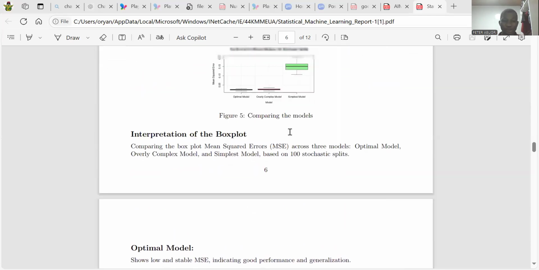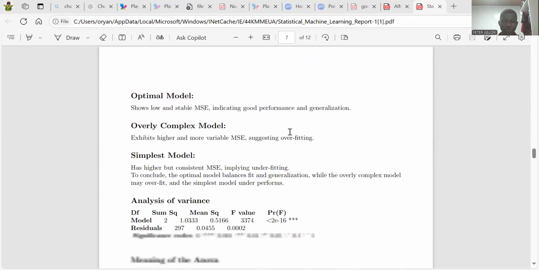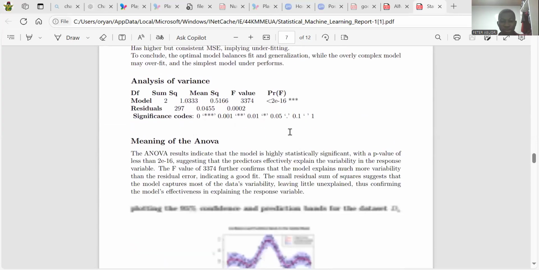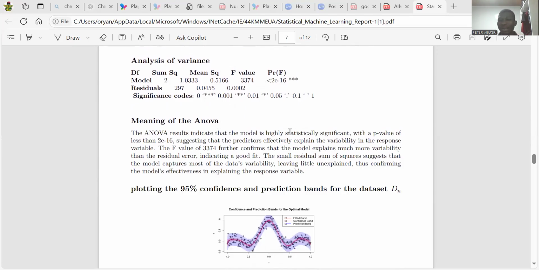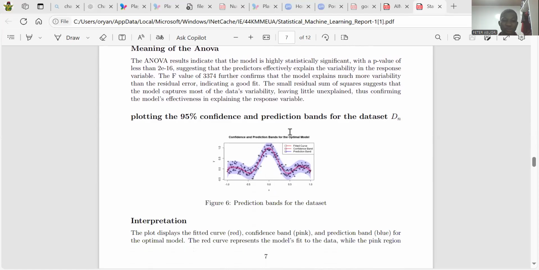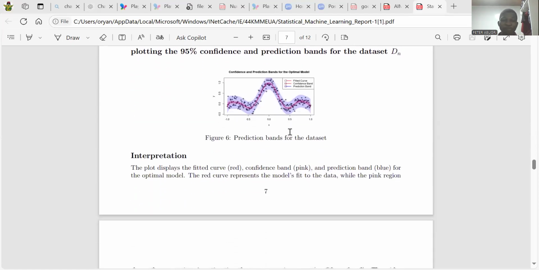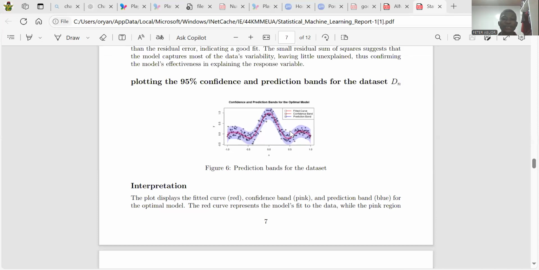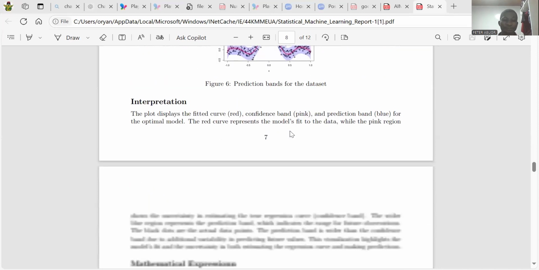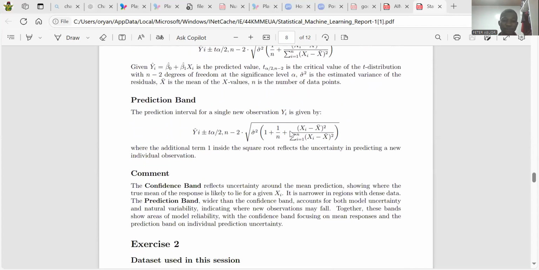For the interpretation, the box plot was also plotted to look at the relationship between these three models. I further looked at the analysis of variance to find the best model, and the p-value was quite small, with an F-value of over 3,374. Likewise, I also looked at the confidence band, and the mathematical expression for the confidence band was also estimated.